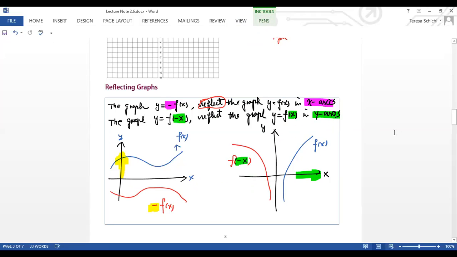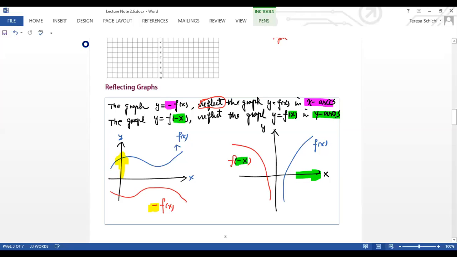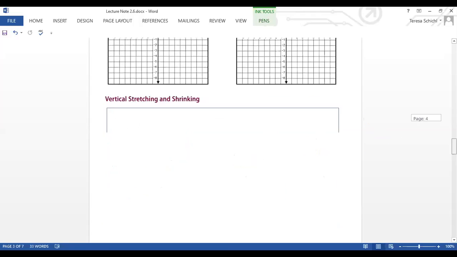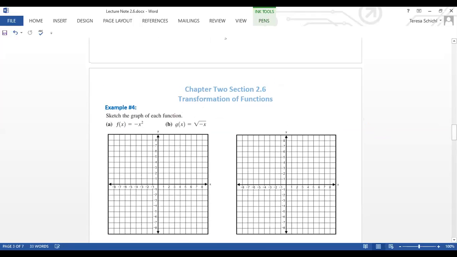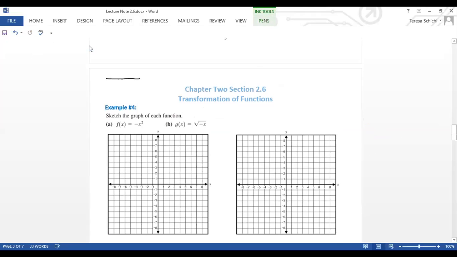All right, now let's take a look at the next graph. I'm going to sketch the graph of y equals the negative x squared. Remember, this is the parent function of x squared. So I have 0, 0, 1, 1, 2, 4, and also negative 2, 4. Those are my values here.